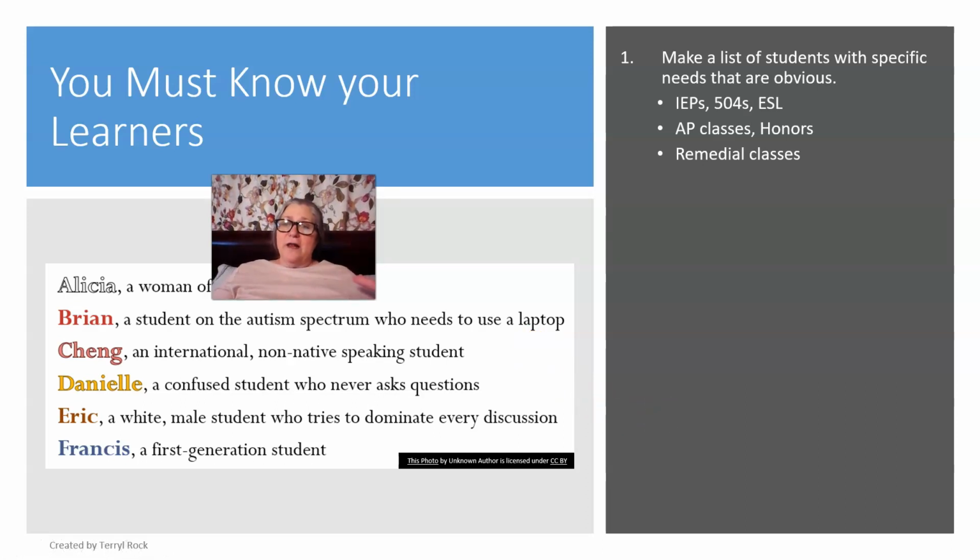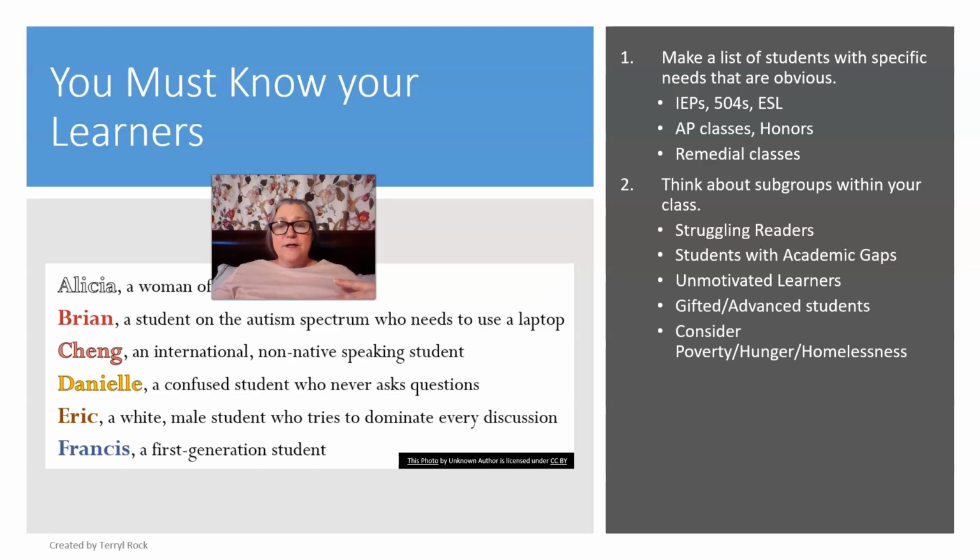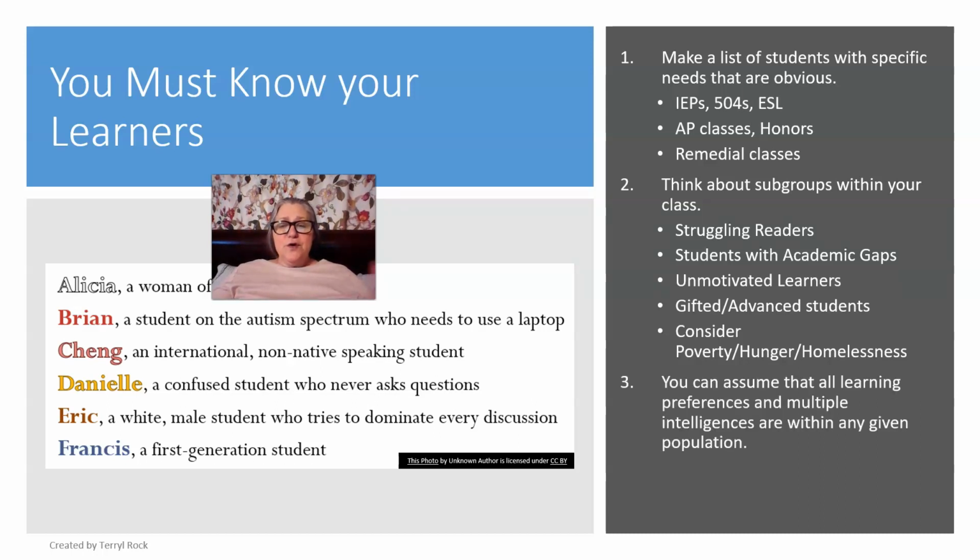So, first of all, you've got a list of students whose specific needs are obvious. You've got students who are on IEPs, they have 504s. It might be an AP honors class or a remedial class. Those things are obvious. You also start thinking about other subgroups. Struggling readers, academic gaps, unmotivated learners, those students who are gifted. Consider their social situation. Are they homeless, poor, hungry when they get to school? You can assume that all learning preferences and multiple intelligences are going to be within any given population.